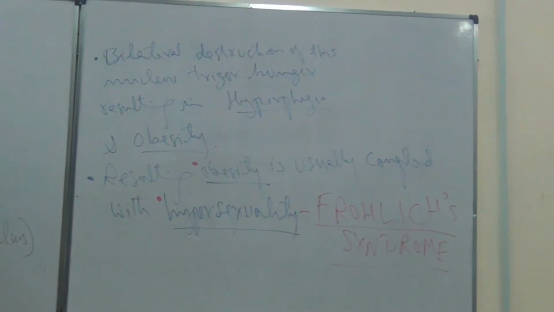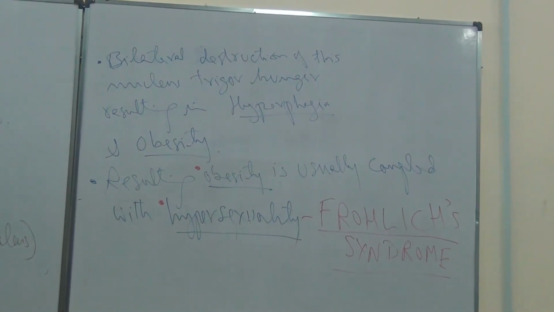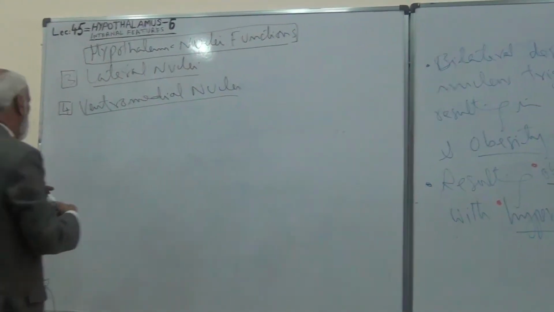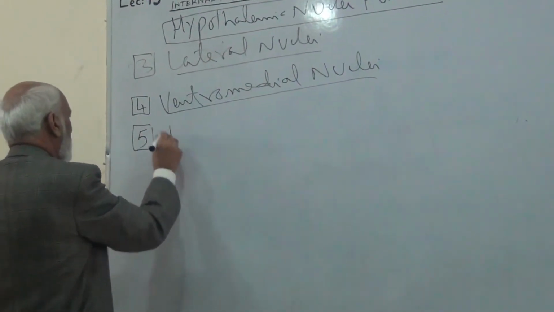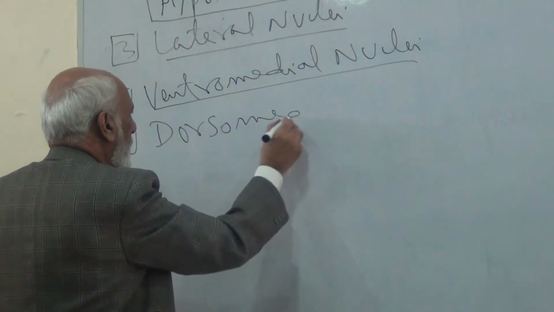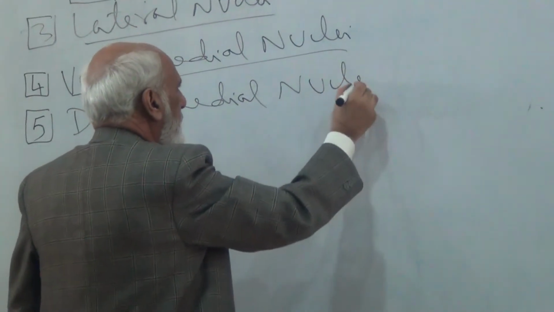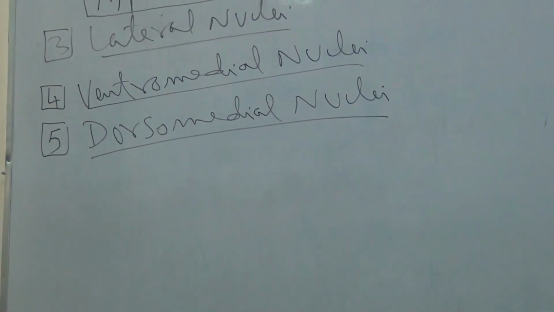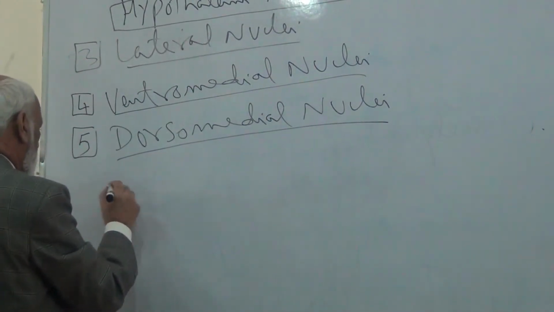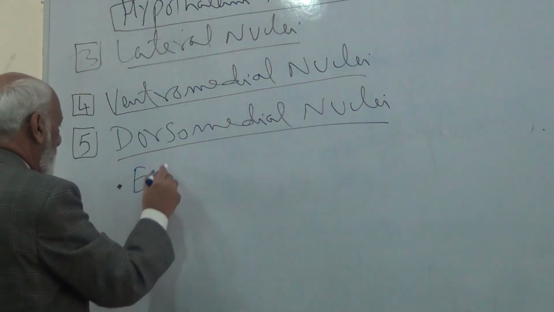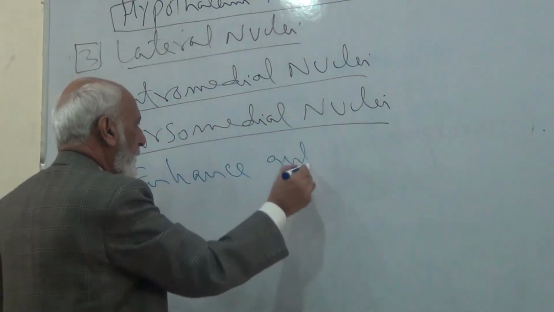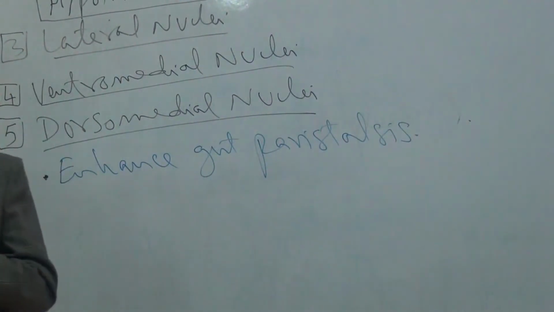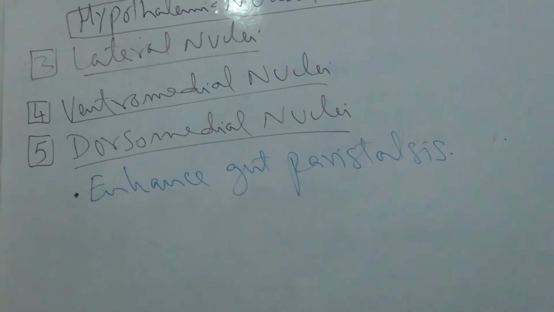Next, number 5, is the dorsomedial nucleus. Dorsomedial nuclei of the hypothalamus. These nuclei enhance gut peristalsis. That is, they have an effect on the alimentary canal and increase the peristalsis of the gut.